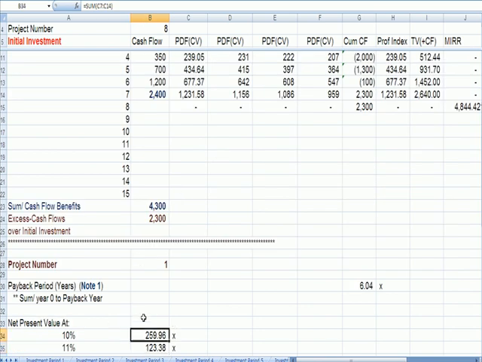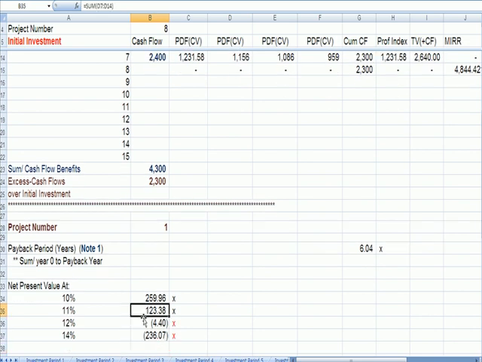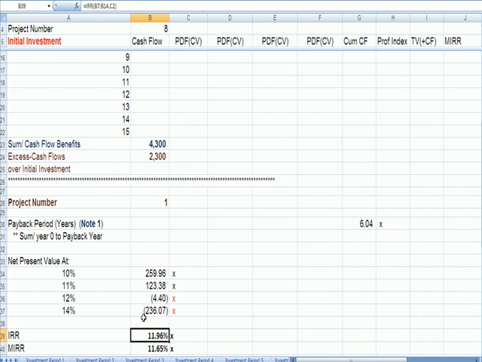So we have the net present value at 10%, 11%, 12%, 14%, and you can see that the higher the rate that we discount, the less the total cash flows are, until 14%, which is actually negative. So those are the cash flows.